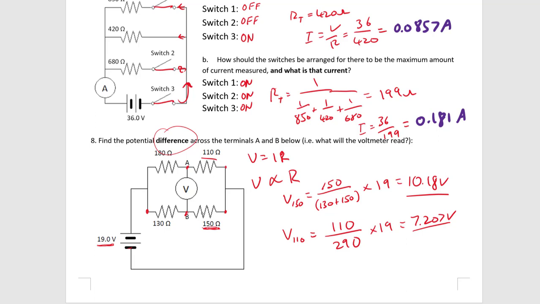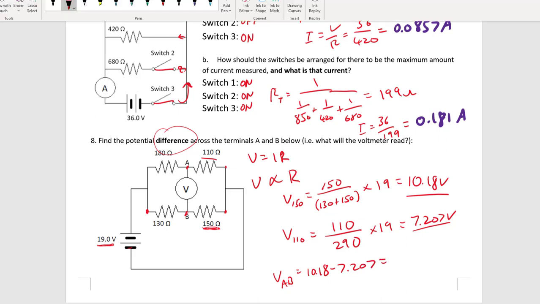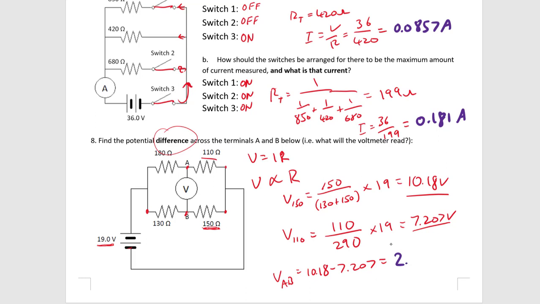So now that I know the potential between ground and A and between ground and B, because I know the potential across each of these resistors, all this voltmeter in the middle is going to be recording is the potential difference, or the difference between these two values, which means that the potential between A and B is going to be equal to 10.18 subtract 7.207, which would be equal to 2.97 volts. But of course, if you solve this by first figuring out the current going through these resistors and then working out the voltage that way, then you should get the exact same answer. There's no issues there. And that's the combination party pack solutions. Thanks.